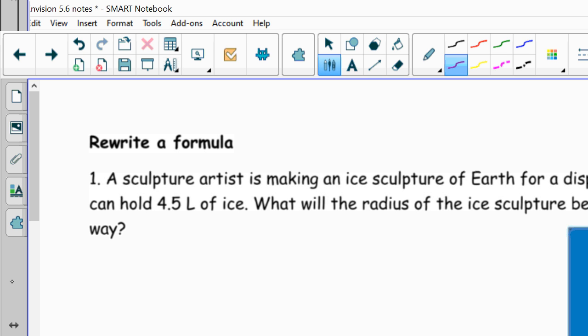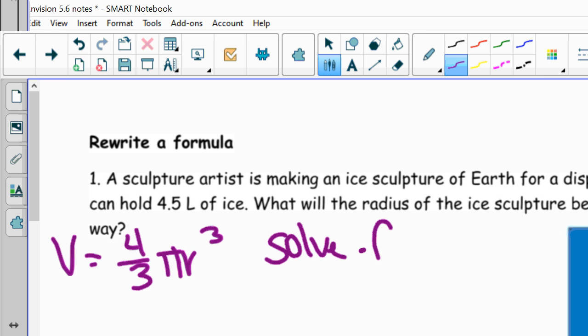So this is a sphere. Let's remind ourselves the volume of a sphere is equal to 4/3 pi r cubed. We want to solve that for the radius, because that's what they're asking us to find.